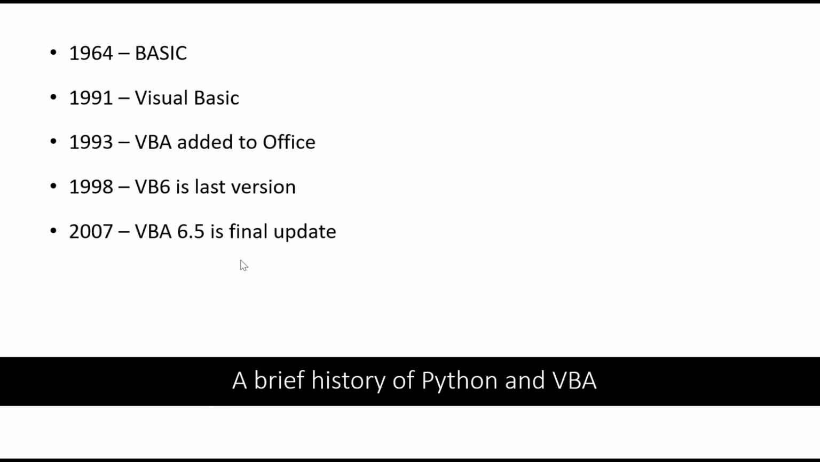The last release of VBA was in 2007. Now there was a version released, version 7, but version 7 was really just changes for 32-bit versus 64-bit.